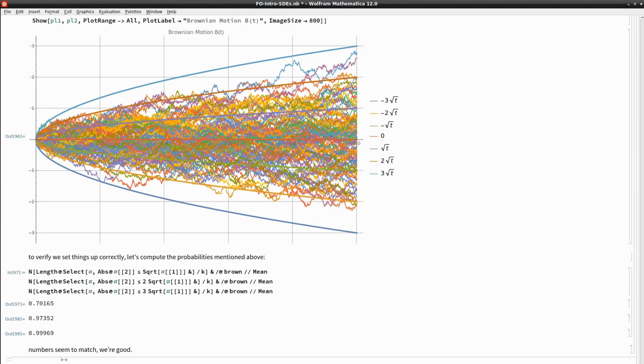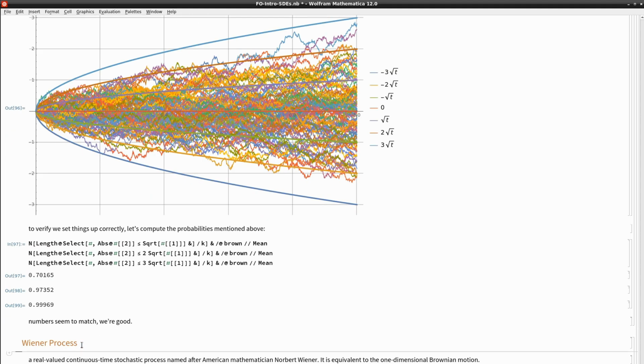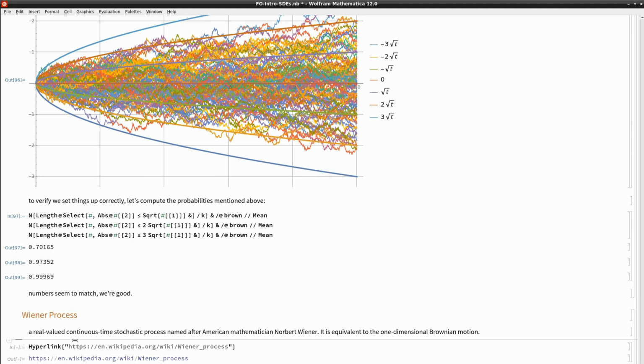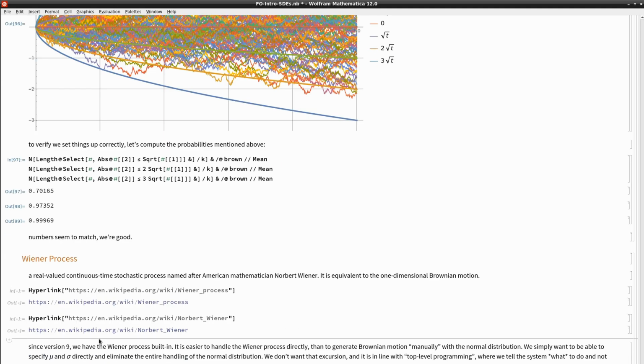So now that we have established the Brownian motion here, let's advance to the Wiener process. Again, this is really just the one-dimensional process version of the Brownian motion. And the Wiener process is a real-valued continuous time stochastic process named after the American mathematician Norbert Wiener. It's equivalent to the one-dimensional Brownian motion. And here are 2 more links for you to study as your homework. Here's a link for the Wiener process, and here's a link for Norbert Wiener himself.